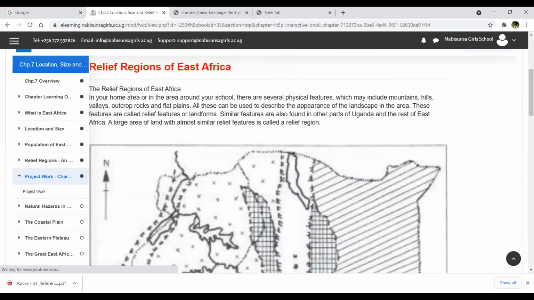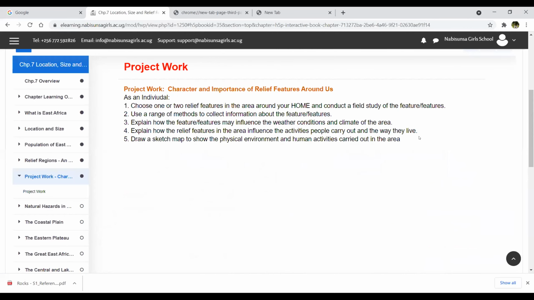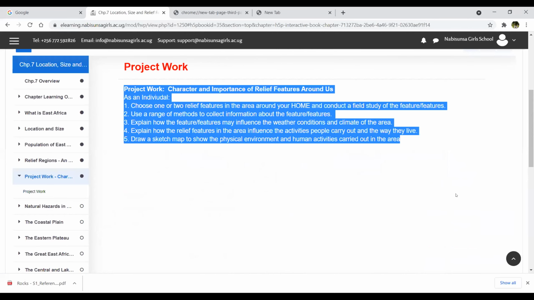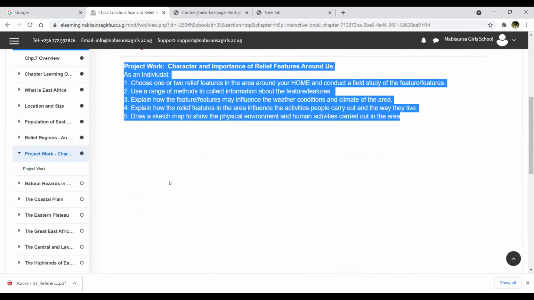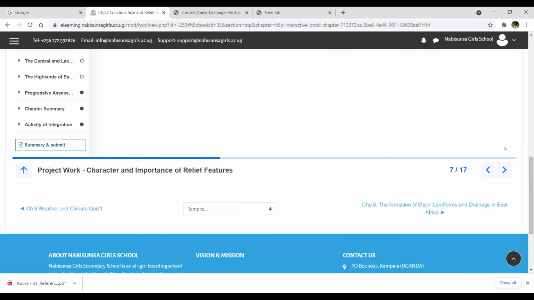I have put a project activity, which I encourage you to do. This activity talks about the importance of the landforms around us. It is one thing that if you could do it, do it. I really, really encourage you to do it because it will enable you to understand the landforms very well. You can submit it. I'll use a rubric to show you how it is scored. Then I go next.